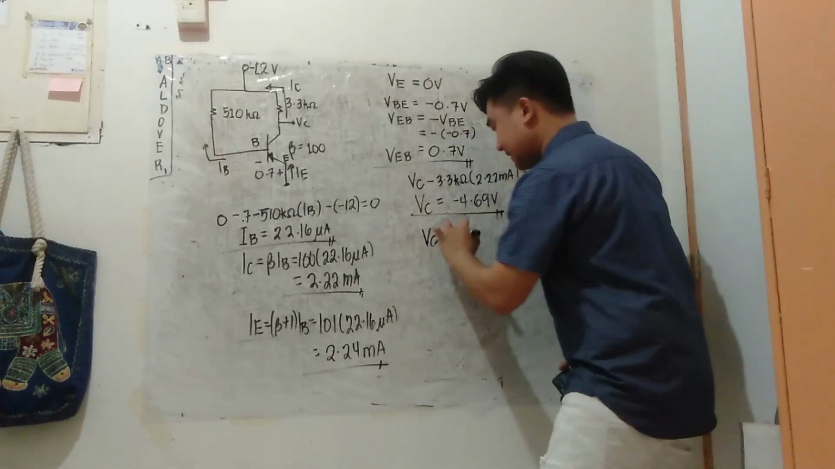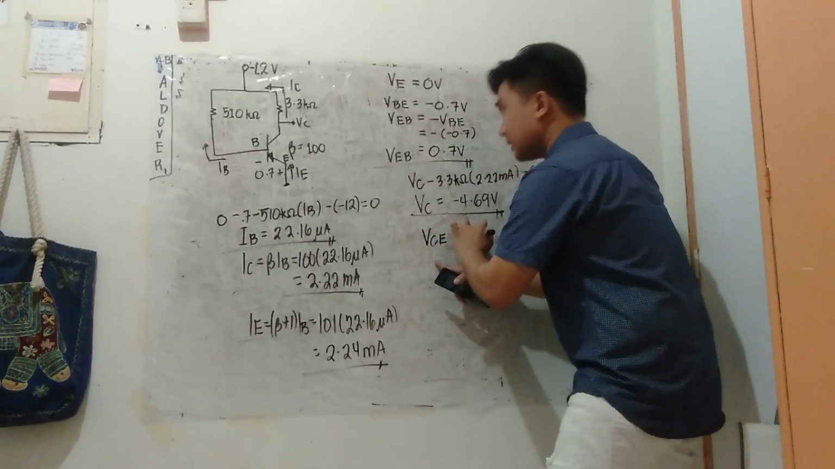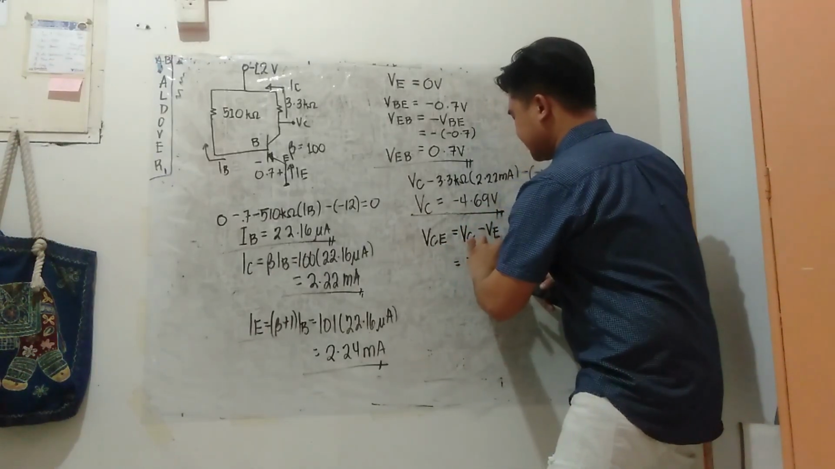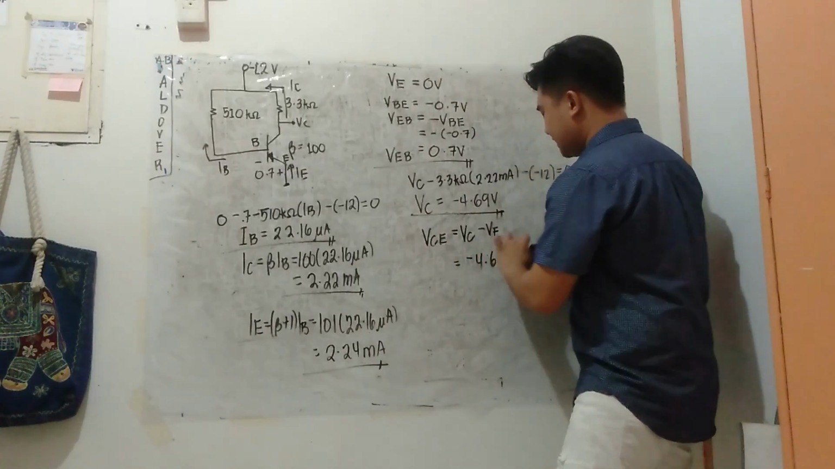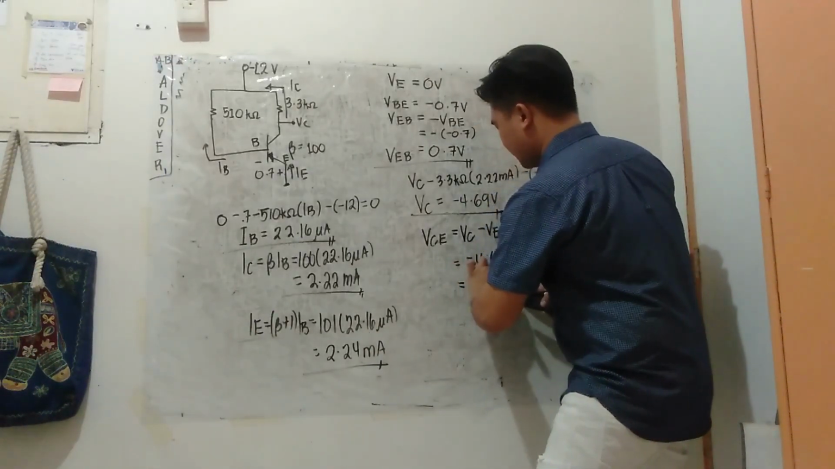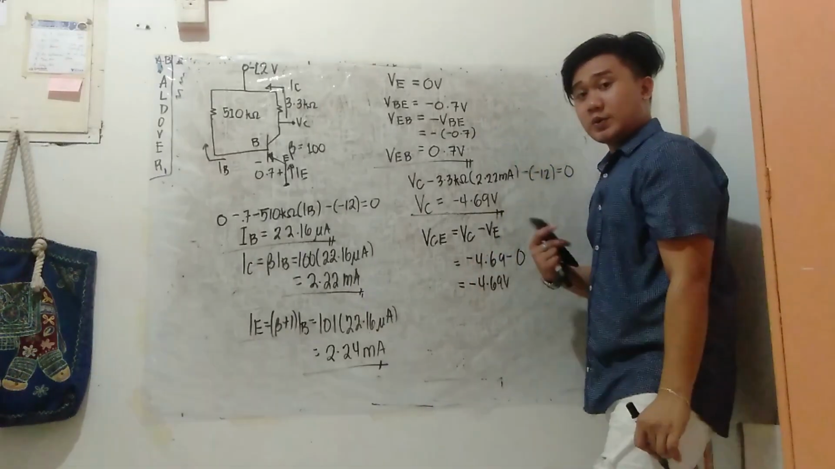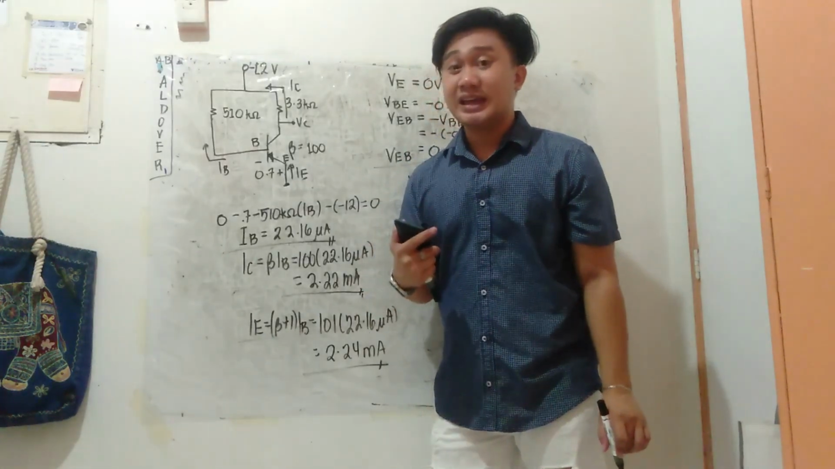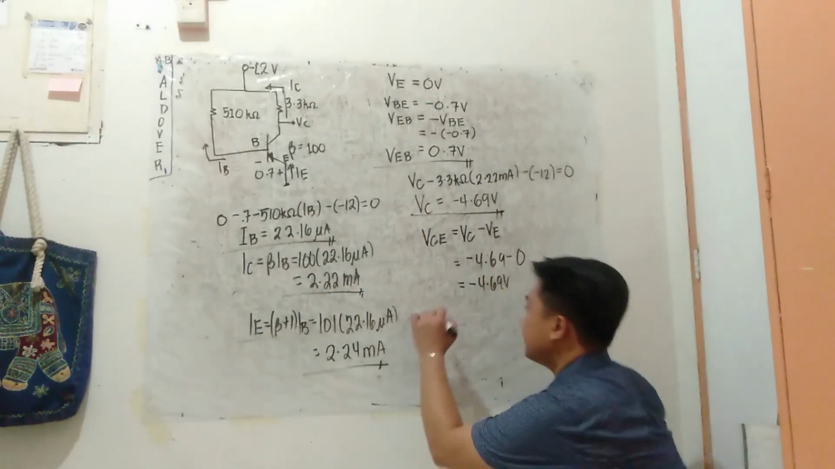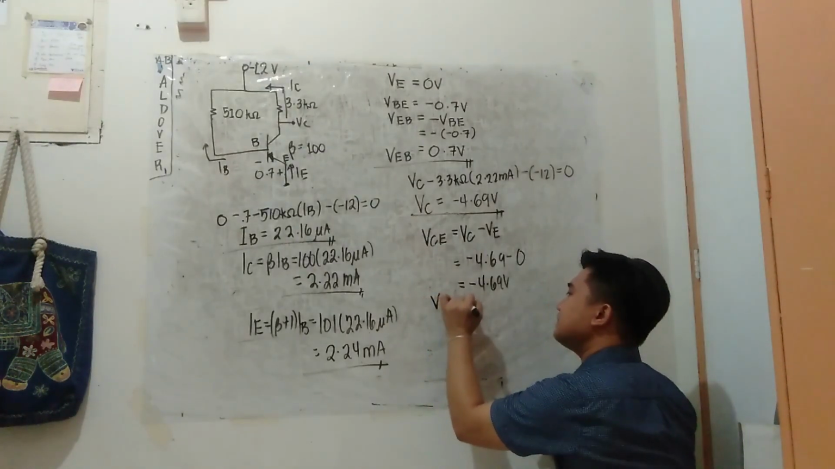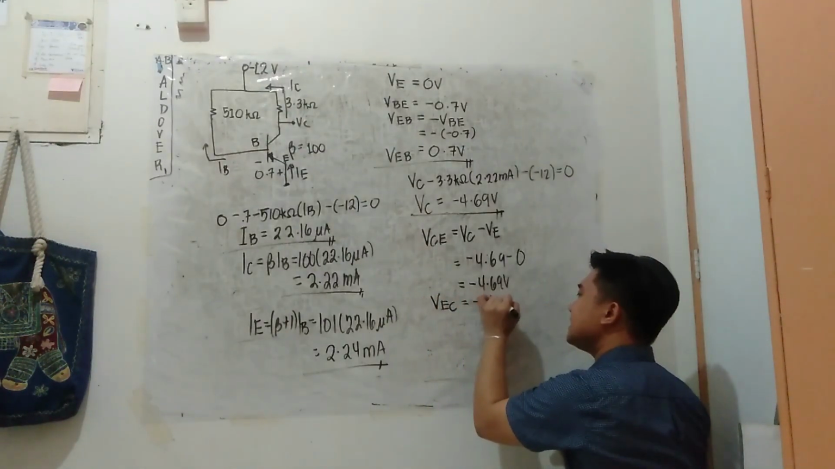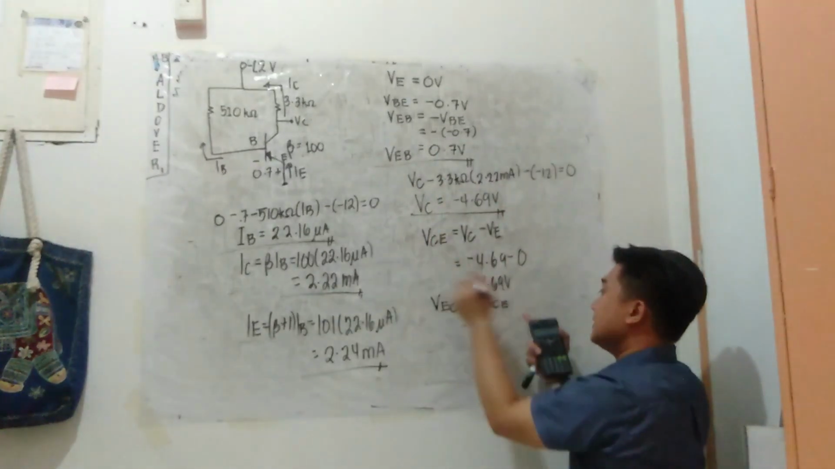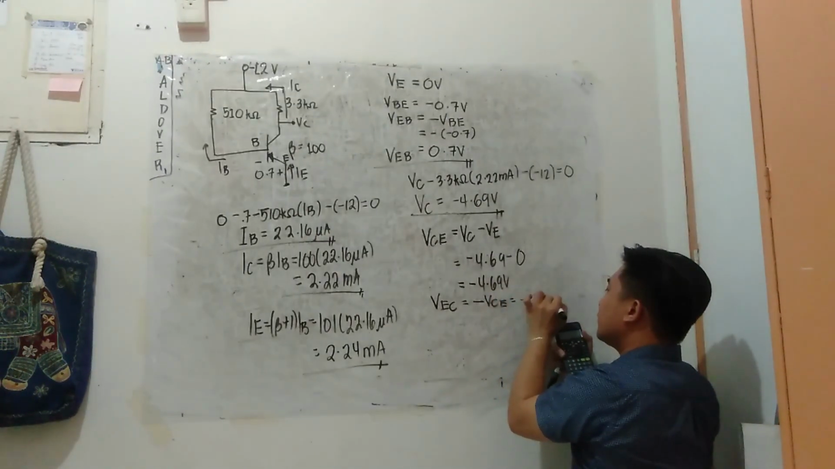Si VCE again is VC minus VE. So, VC is negative 4.69 minus VE na 0 volts. This is negative 4.69 volts. Okay? Pero kay PNP, hindi si VCE ang pinapahanap. Instead, si VEC. Okay? VEC is simply negative ng VCE, katulad lang ng ginawa natin kay VBE at VEB. So, this is negative ng negative 4.69.